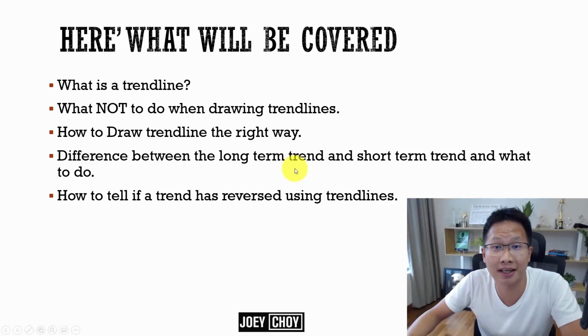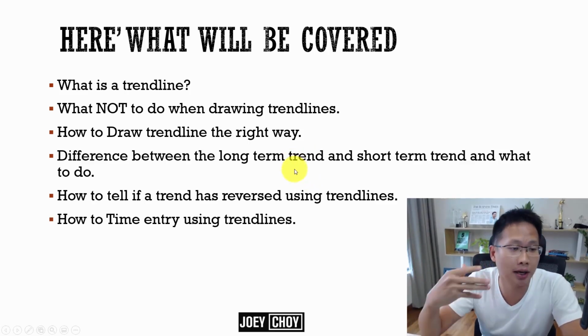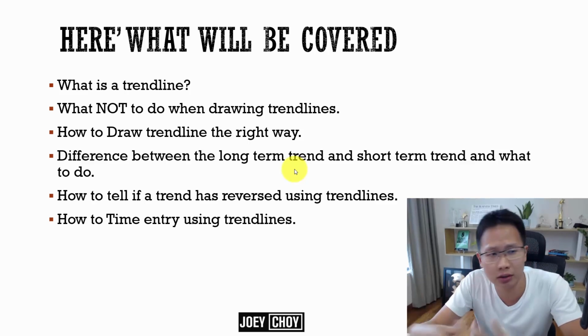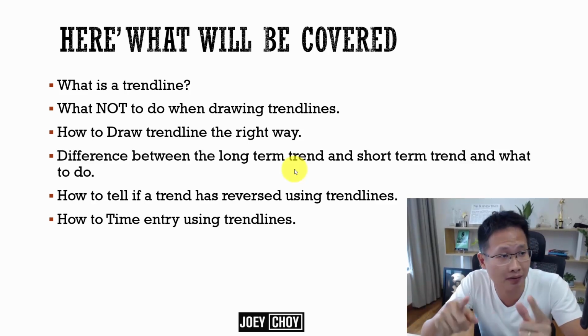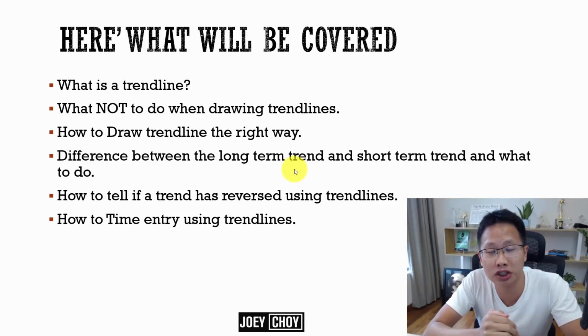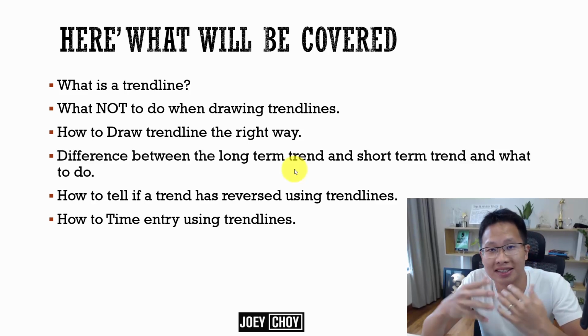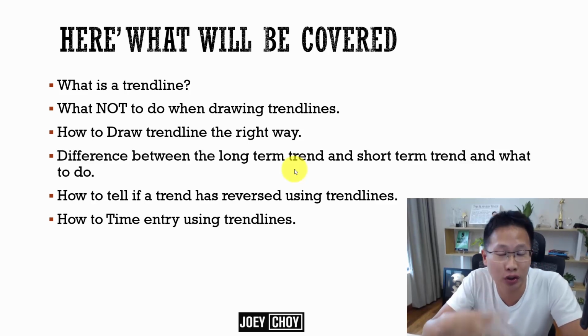We'll look at a few case studies, and finally, how to time your entry using trend lines. How do we make sense of what to do, when to get in, when to buy, when to sell by using trend lines? So this is what will be covered. These six topics right over here. So make sure you watch this video all the way to the end if you want to know how to use trend lines and this ultimate trend line trading strategy.